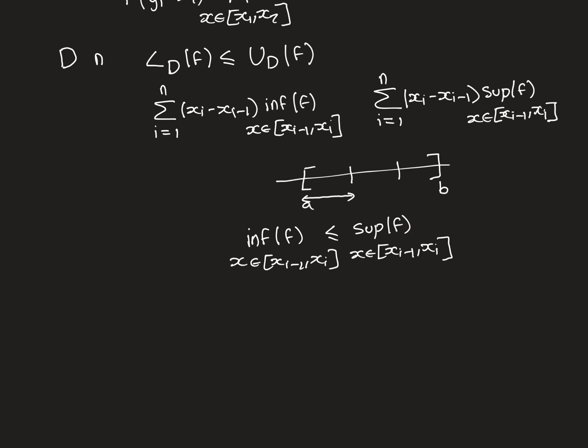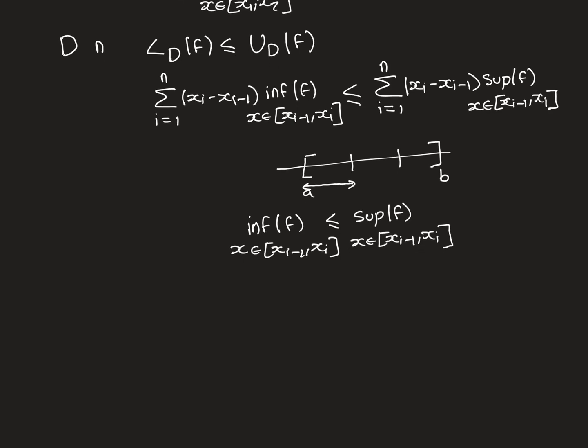So you can then compare each of the corresponding terms here. For i equals 1, this term will be less than or equal to this term. For i equals 2, the term here will be less than or equal to the term here. Combining all of that together, this sum has to be less than or equal to this sum, and therefore the lower Riemann sum over the dissection must be less than or equal to the upper Riemann sum over that dissection. So that's the first pretty obvious point.